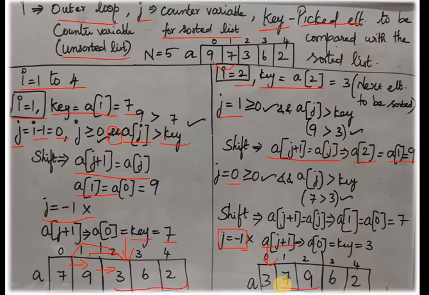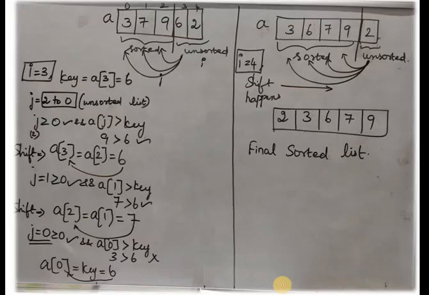I equal to 3. The fourth element is compared with all 3 elements in the sorted list. You can see the fourth element is compared with the elements in the sorted list. The sorted list contains 9, 7 and 6. What is the position of 6 here?